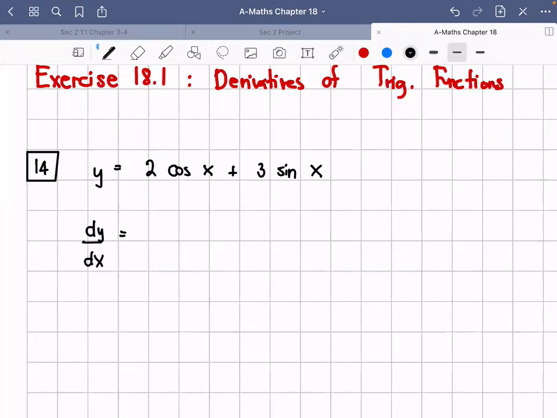So that gives what? It's negative 2 sine of x plus 3 cosine of x. And then this thing is equal to 0 because we're looking for the stationary points.